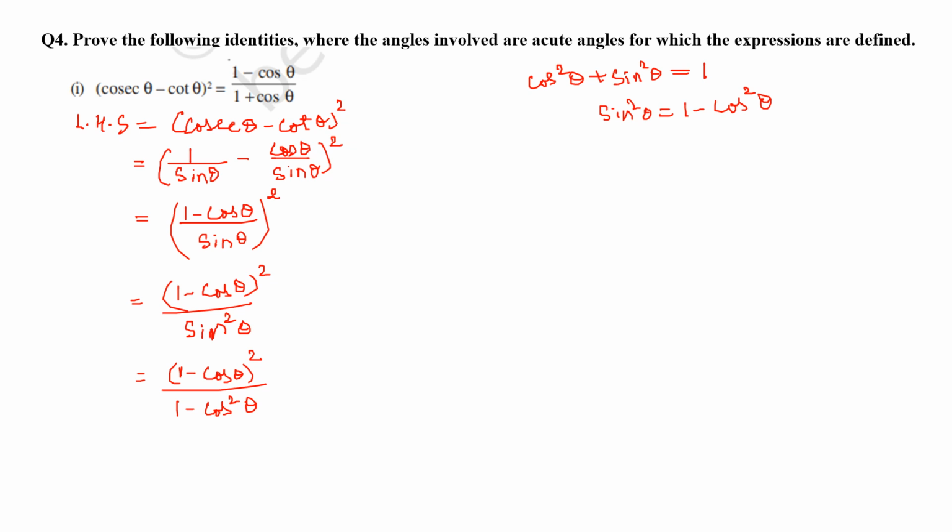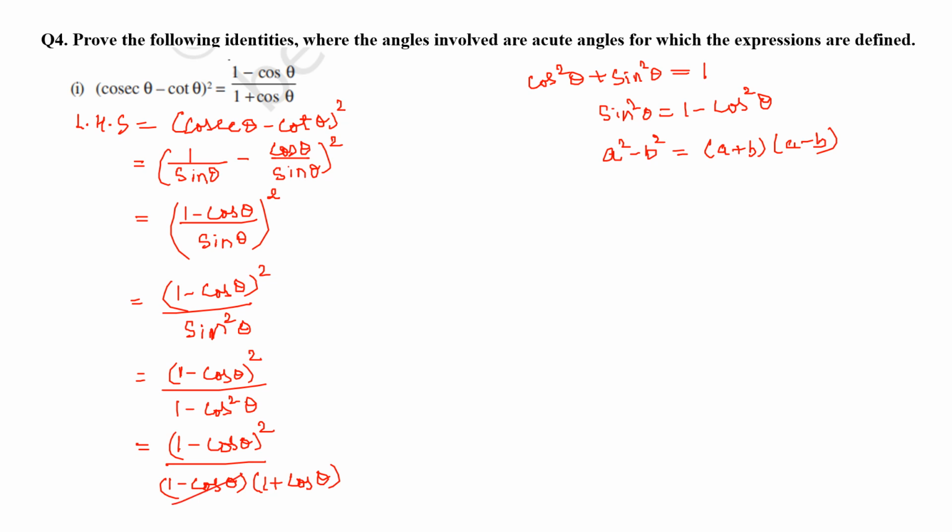Now if you see the denominator, it is in the form of a square minus b square, because 1 I can write as 1 square. So now it is in the form of a square minus b square. And a square minus b square, we know the identity, right? It can be expanded as a plus b and a minus b, right? So here I am going to write it as (1 minus cos theta) whole square. Numerator will be as it is and denominator will be 1 minus cos theta, a minus b, and a plus b, 1 plus cos theta.